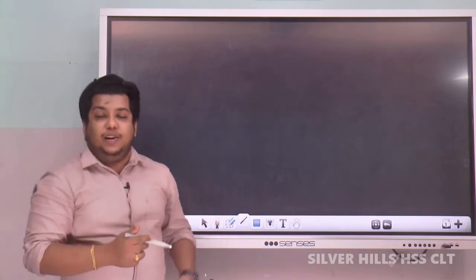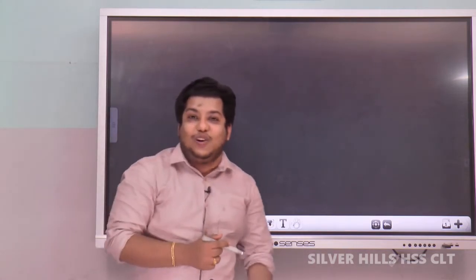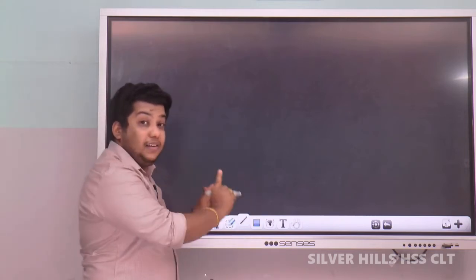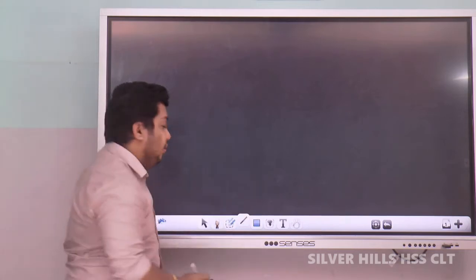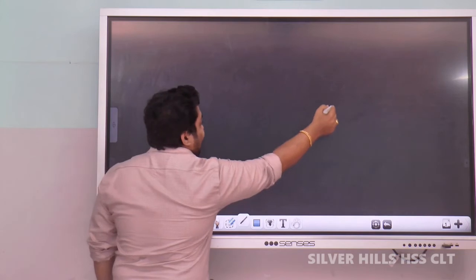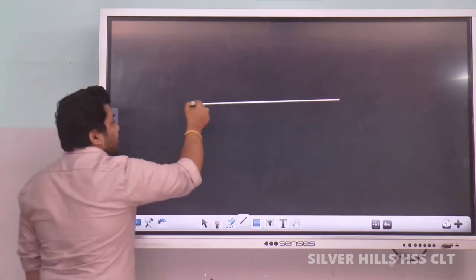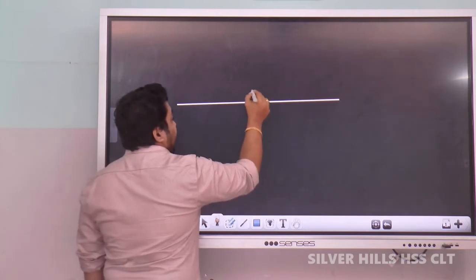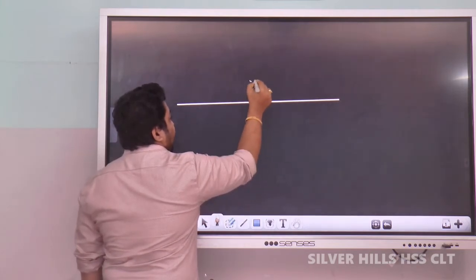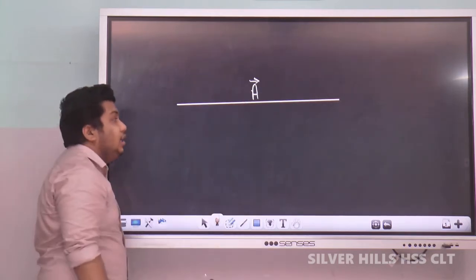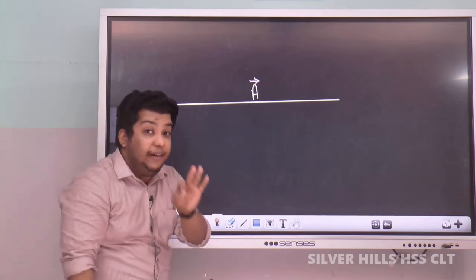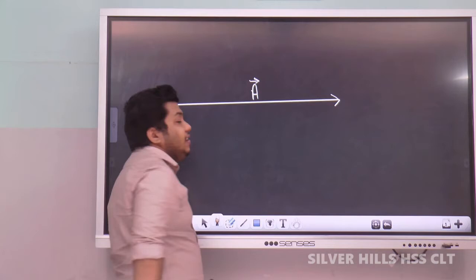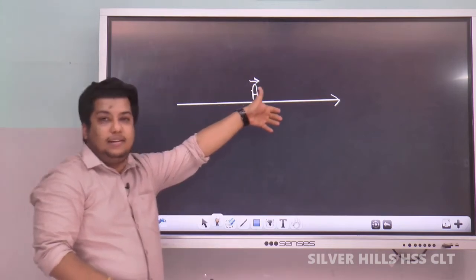The first type of vector is called equal vectors. Now I'm going to represent the equal vectors. First of all, we have to consider a vector. This is vector A, a capital letter and an arrow to indicate that it is a vector, and I have to draw the head. Head represents direction. This is vector A.